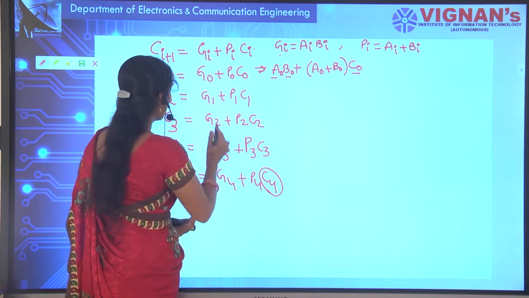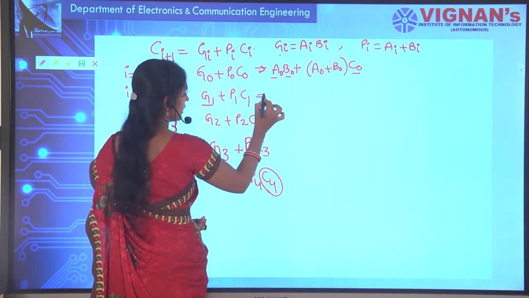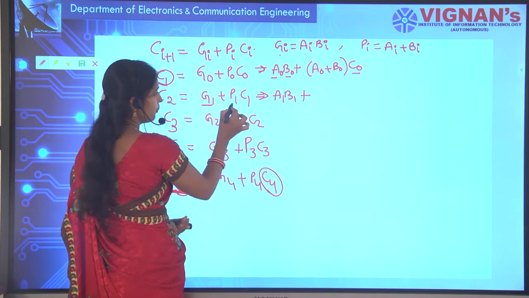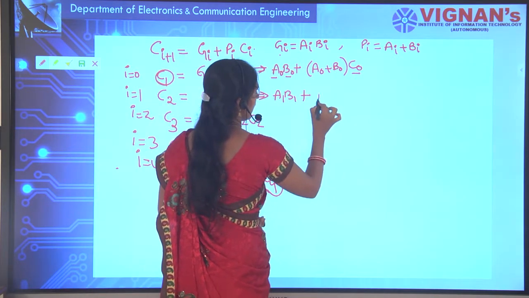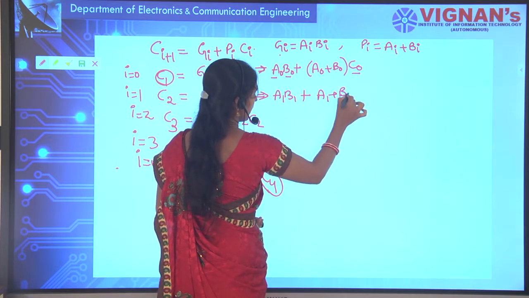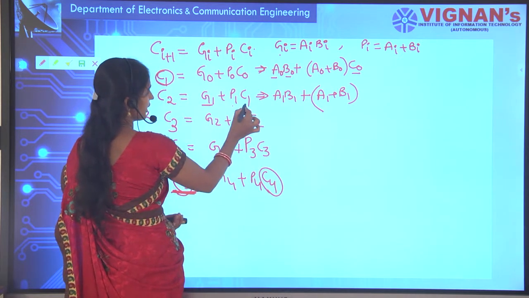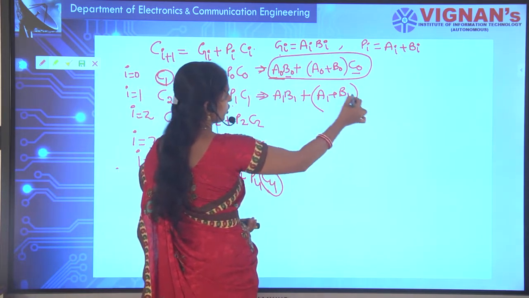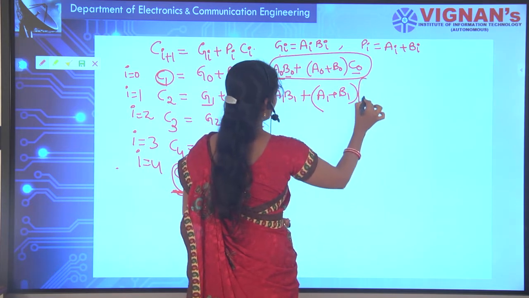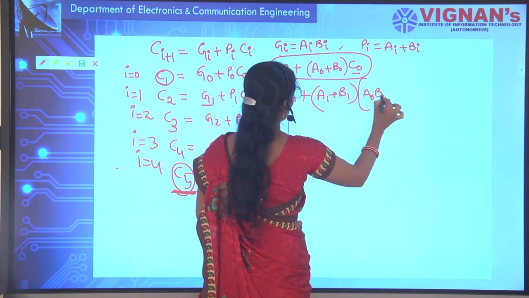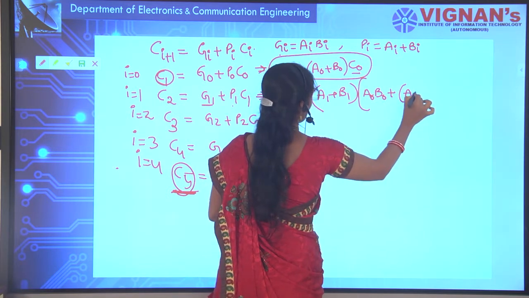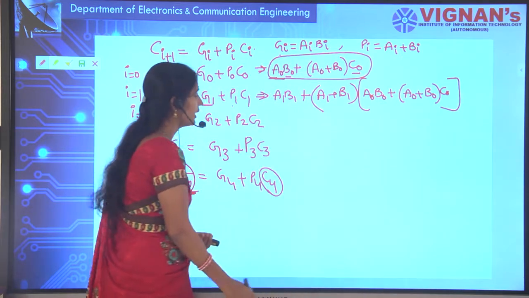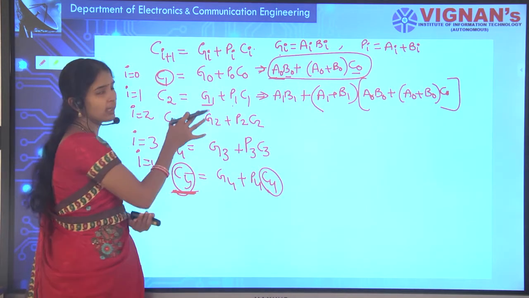Again, what is your G1? G1 can be written as A1 into B1 plus P1. P1 is nothing but A1 plus B1 into what is your C1? C1 is nothing but this whole expression. Substitute this whole expression over here. That is nothing but A0 B0 plus A0 plus B0 into C0. That means, see, this is the main advantage.